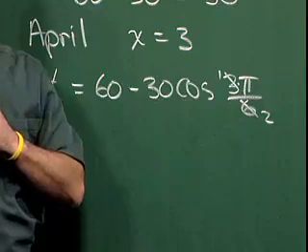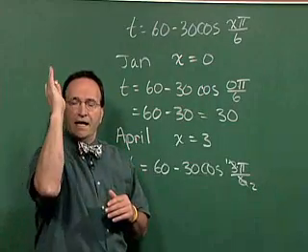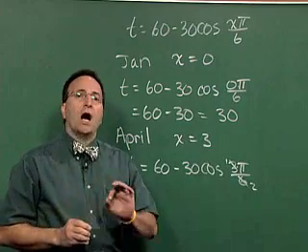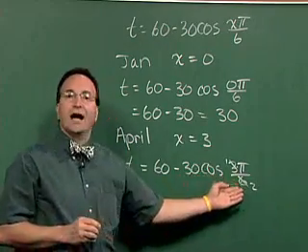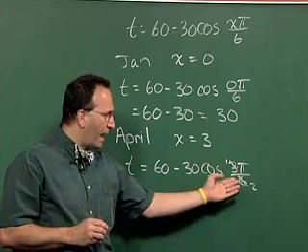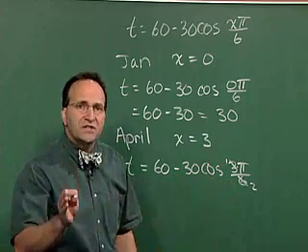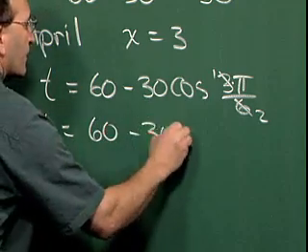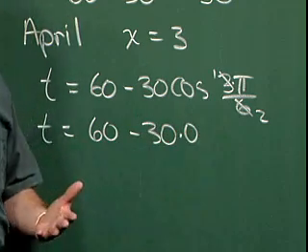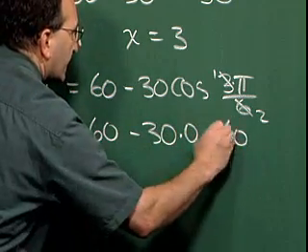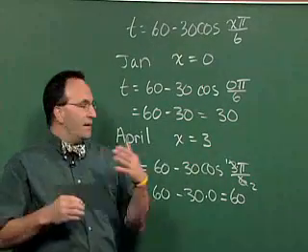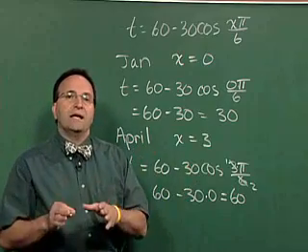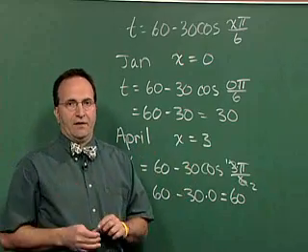Now, pi over 2, when you do it on the unit circle, is along the y-axis. So that point would be 0 comma 1. So the cosine of, in this case, pi over 2, the x value is 0. So therefore, T is equal to 60 minus 30 times 0, which of course then is equal to 60. And what does that mean then? It means that the maximum temperature for the month of April would be 60 degrees Fahrenheit.